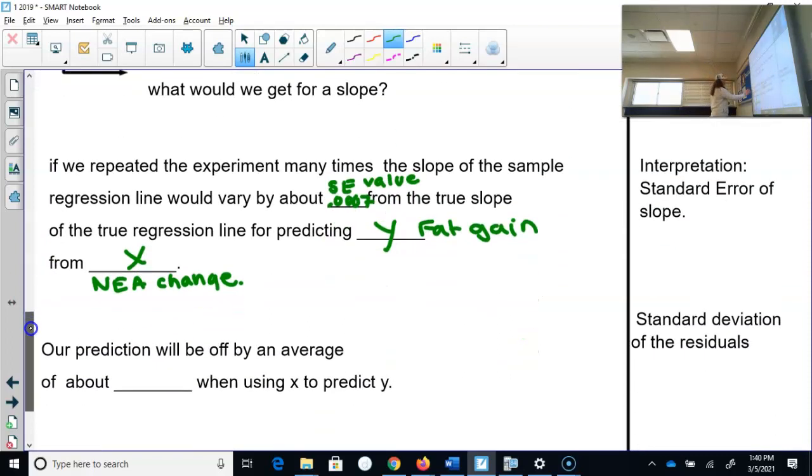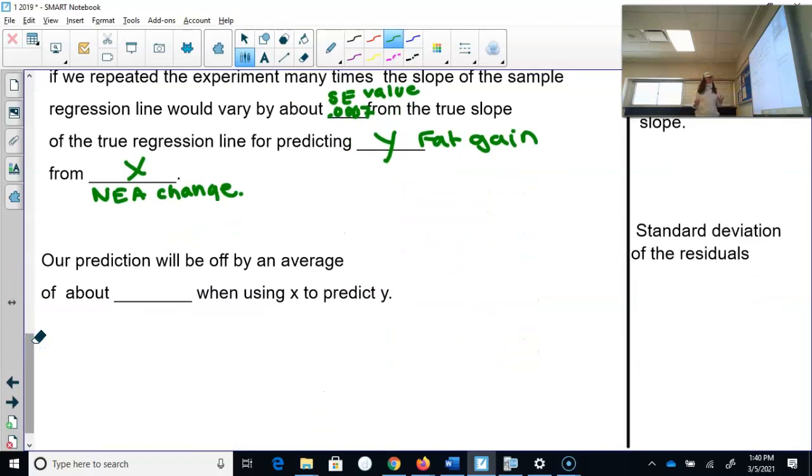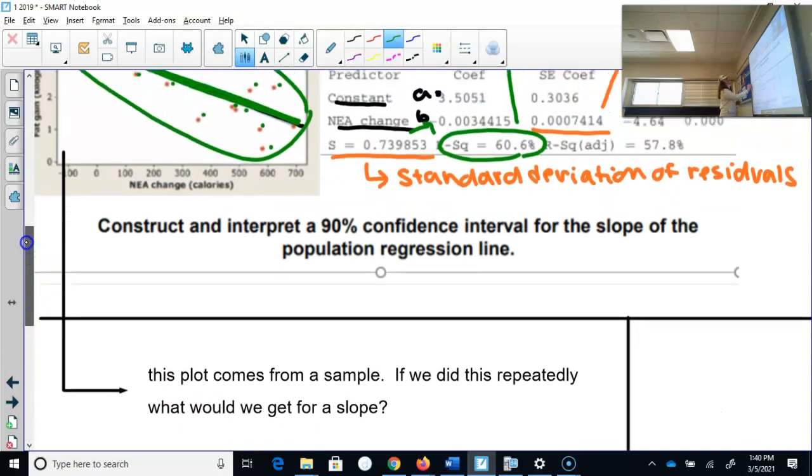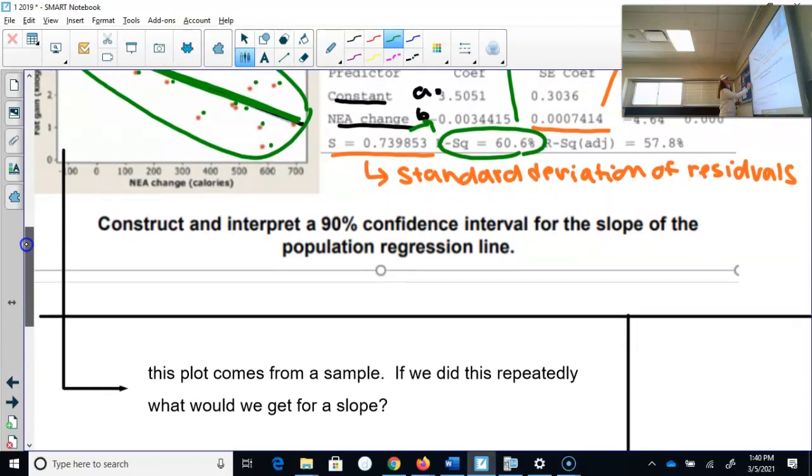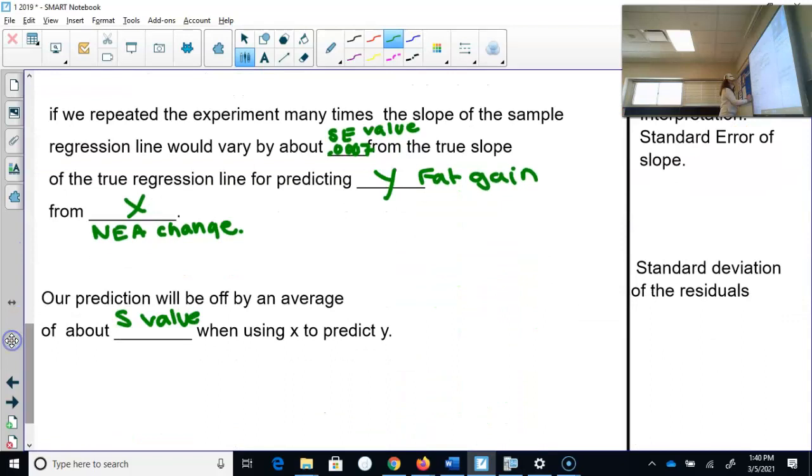Let's move on now to the standard deviation of the residuals. Our prediction will be off by an average of about, and you just put the standard deviation value. Okay, so in our case right here, our standard deviation is 0.739853. Our prediction will be off by an average of 0.7399 when using X to predict Y. So when using NEA change to predict fat gain.